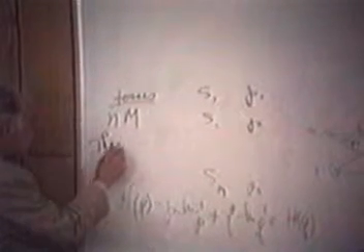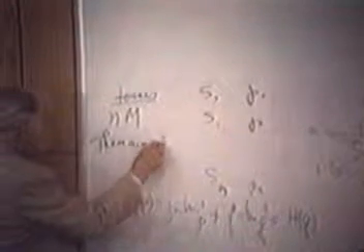Now, how many code books are there? There are 2 to the nM code books.